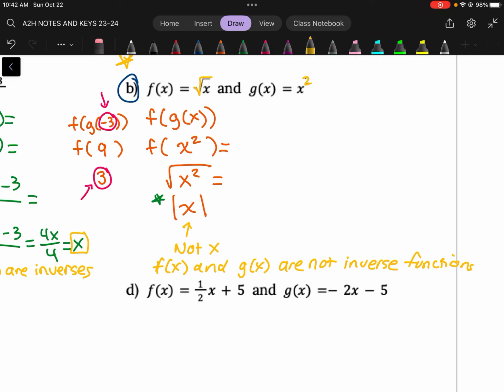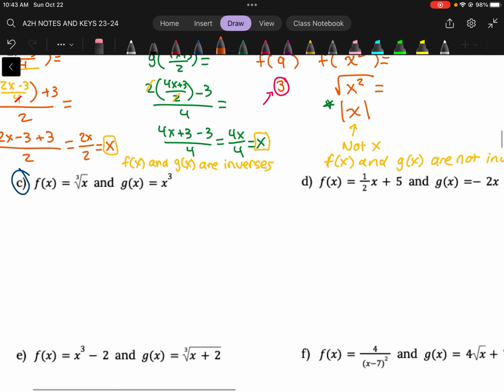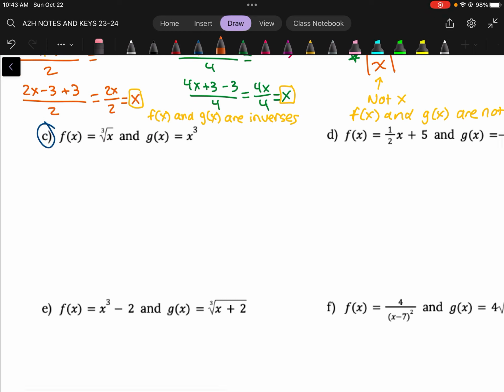You may be thinking still, Mr. Gat, these are inverse operations. True, but those functions, the way they are written, are not inverse functions. When we take the square root of x squared, we get the absolute value of x. We cannot say that these are inverses, okay? Let's do one more. You may be looking at this one and thinking to yourself, well, this looks like the same exact example. Let's take a look.